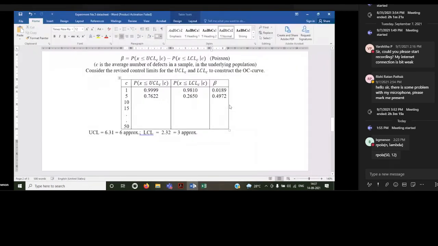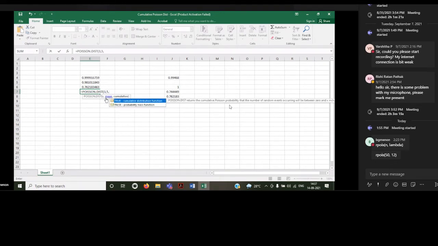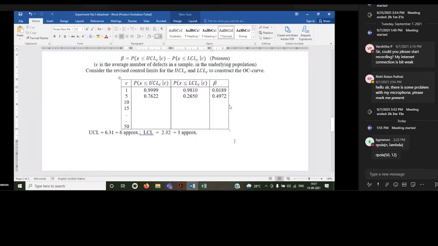Yes. So now let us go for the LCL value, which is 3 and 5. So 3 is the X, 5 is the mean. And it is true, because it is a cumulative distribution function we are trying to find out. 0.2650. You're getting the answer, is it not?